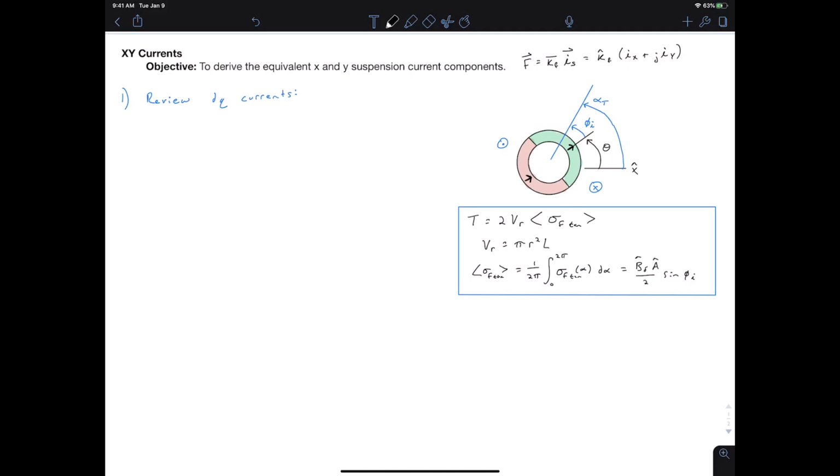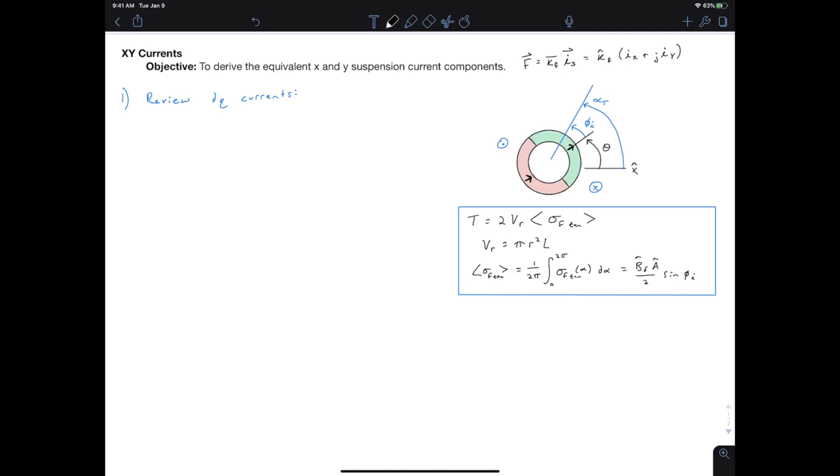And the reason that we want to do this is that this is much more conducive for control of the bearingless motor. It helps us to write out our control laws and design controllers if we can consider an equivalent X and Y current component that are strictly responsible for producing X direction and Y direction forces.